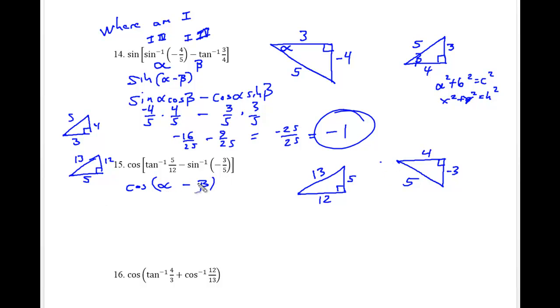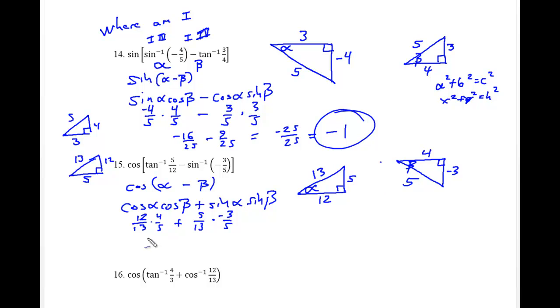All right, so now I get to play my formula here. So this is going to be the cosine of alpha, cosine of beta, plus sine of alpha, sine of beta. Now I'm going to take a look at what my cosine of alpha is. Here's my alpha angle right there. So cosine of alpha is 12 over 13, and cosine of beta, here's my beta angle right there, is 4/5. Plus the sine of alpha, which is 5/13, and the sine of beta, which is negative 3/5.